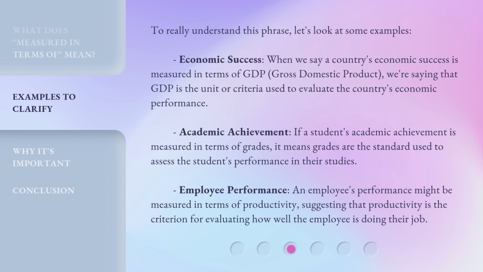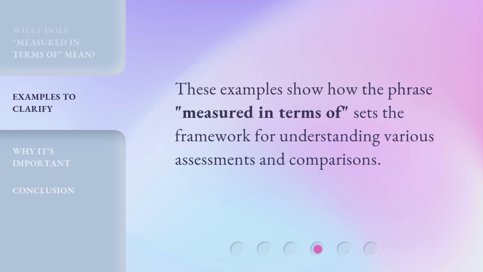Academic achievement. If a student's academic achievement is measured in terms of grades, it means grades are the standard used to assess the student's performance in their studies. Employee performance. An employee's performance might be measured in terms of productivity, suggesting that productivity is the criterion for evaluating how well the employee is doing their job. These examples show how the phrase "measured in terms of" sets the framework for understanding various assessments and comparisons.